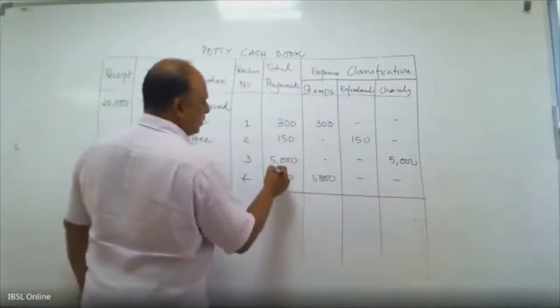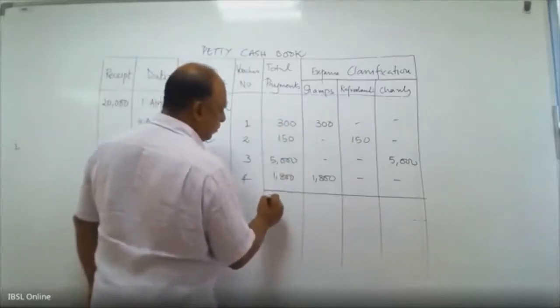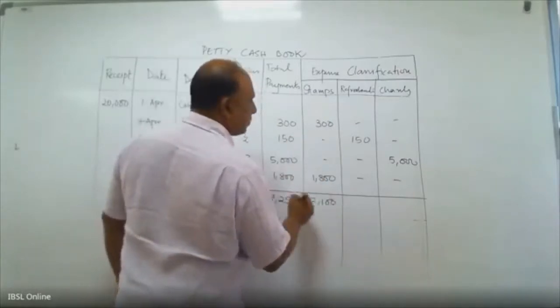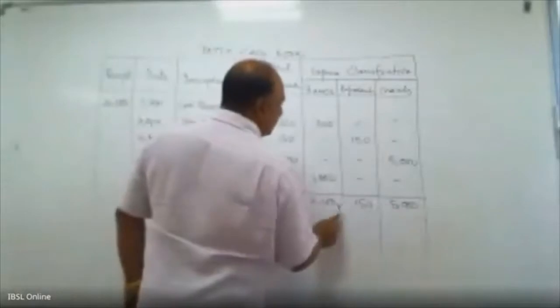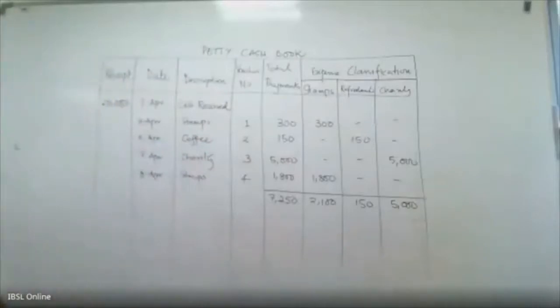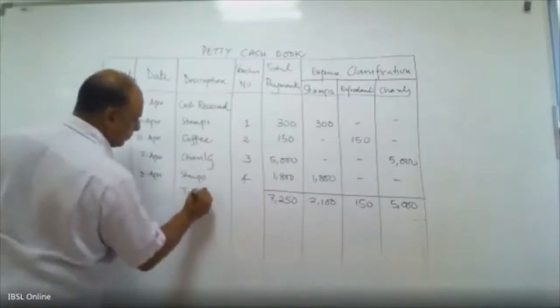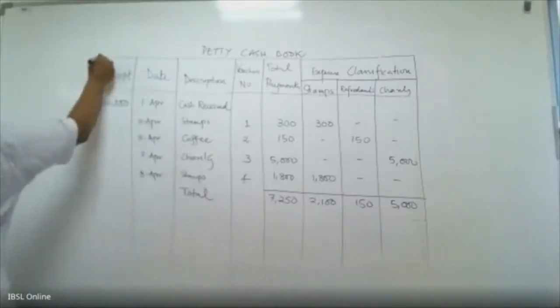6,800, 7,100, 7,250, 2,100, 150, 5,000. What is important here is that the totals of these columns should agree with the final total. That is what is important. Now the total here is 7,250.